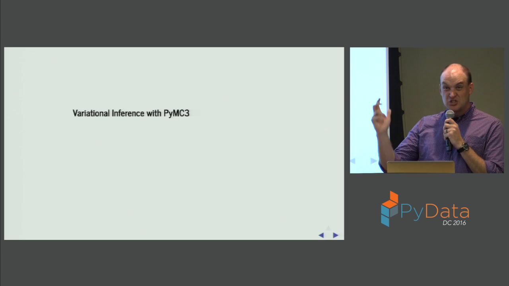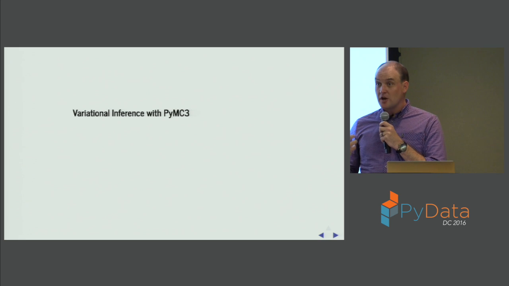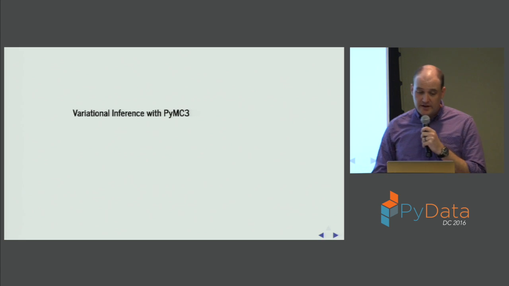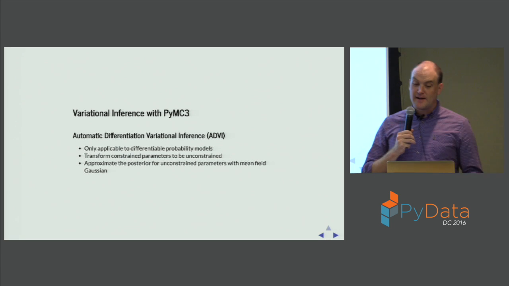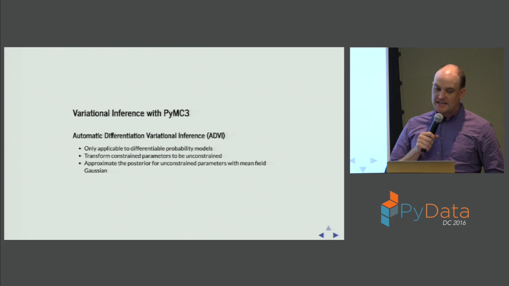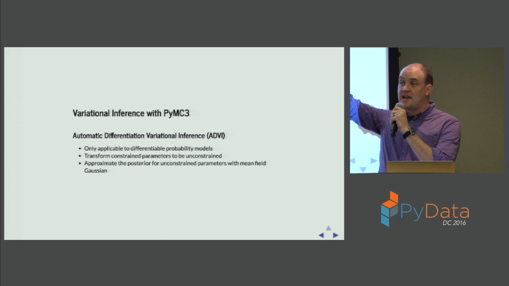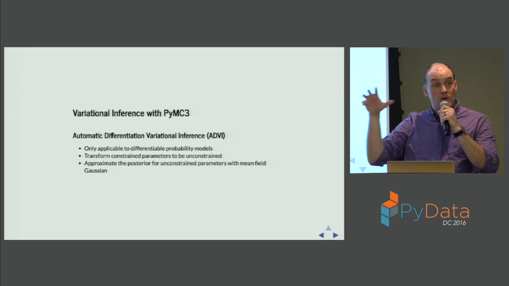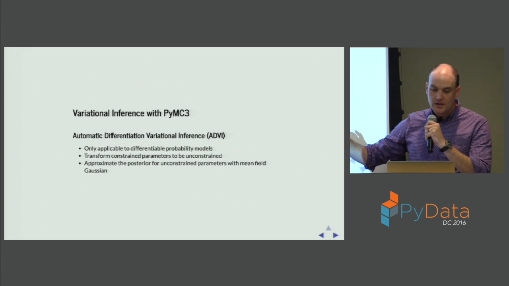Nothing wrong with that. So now we've talked about Edward and black box variational inference. Let's talk about variational inference in PyMC3. So this uses something called automatic differentiation variational inference, which is a mouthful. Here's the idea. It's only applicable to probability models where you can differentiate everything. Okay, so here we are explicitly requiring the model be differentiable, where we weren't in BBVI.